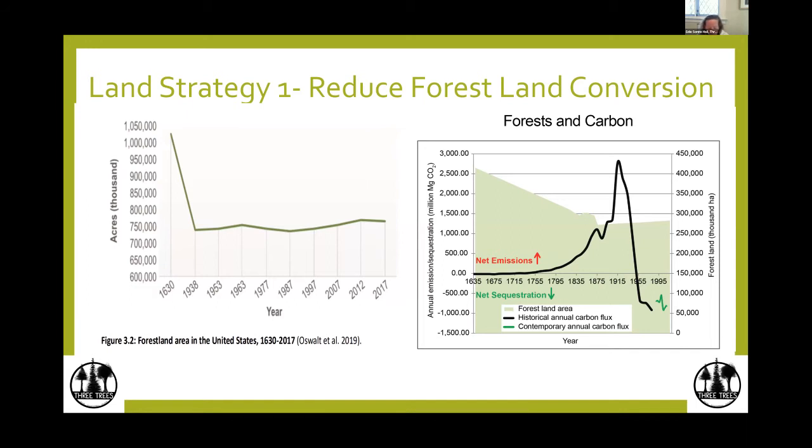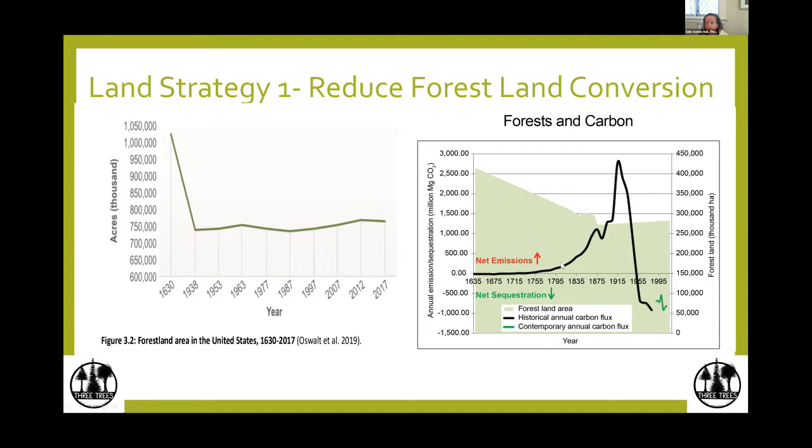These graphs show forest area and forest carbon loss and gain in the US over time. As you can see, there was a large reduction in forest area between 1630 and about 1930, as land was cleared for farming. The entire East Coast basically went out of forest. Since then, forest land area has been stable or increasing. This also coincided with carbon loss.